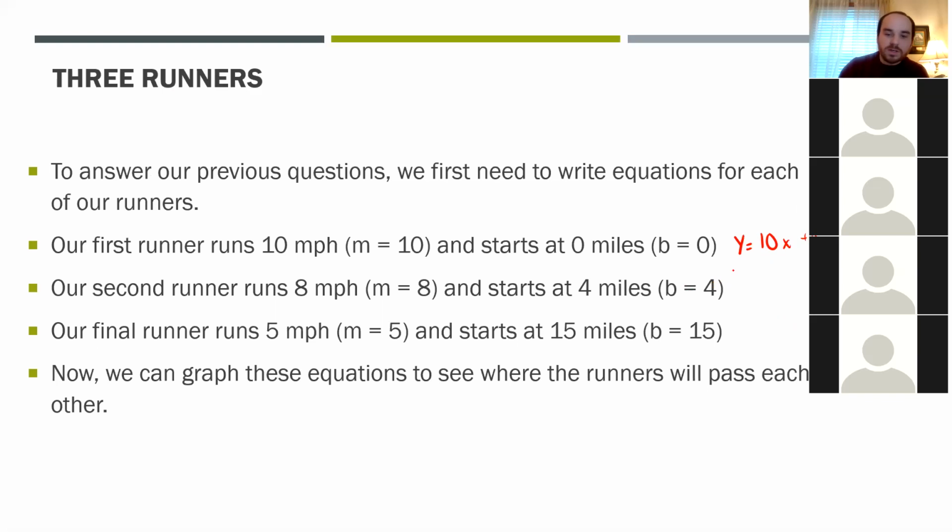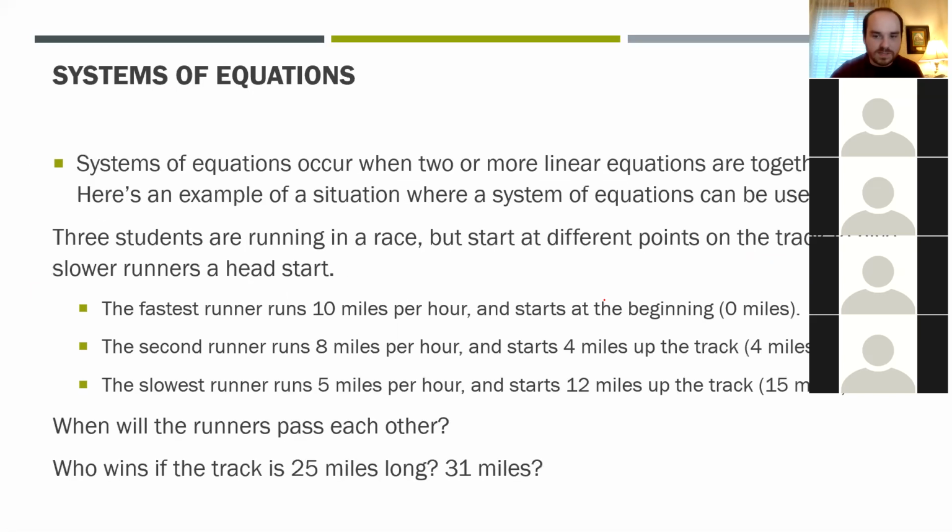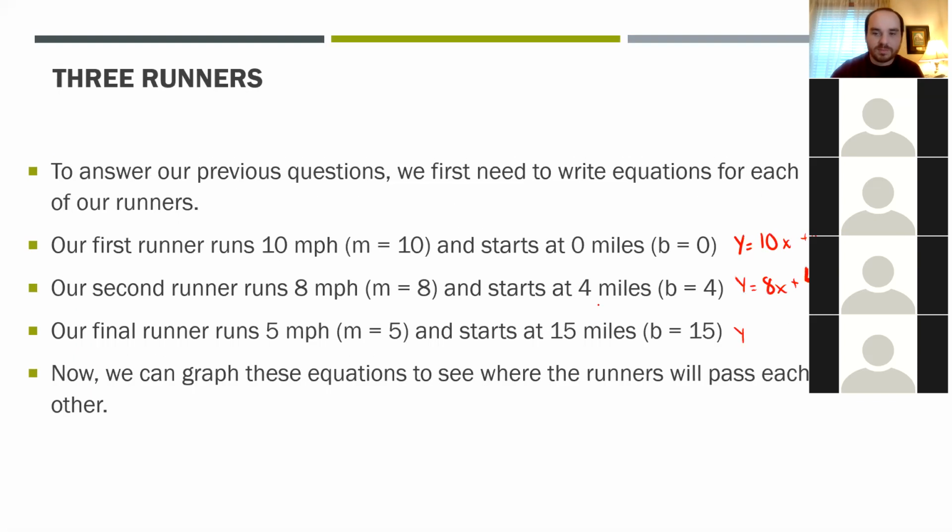Pamela, on the other hand, she's running 8 miles an hour. So we've got y equals 8x. And then she starts at 4. So wherever she is, she's going to get an extra 4 miles ahead of Brennan. So we've got plus 4. And then for Todd, running at 5 miles an hour. Oh, whoops. Here it says he starts at 15. Oh, this should have been changed to 15. Sorry, guys. Ignore me. You get a really big head start, Todd. So Todd goes 5 miles an hour. So he has a slope of 5, 5x plus 15.